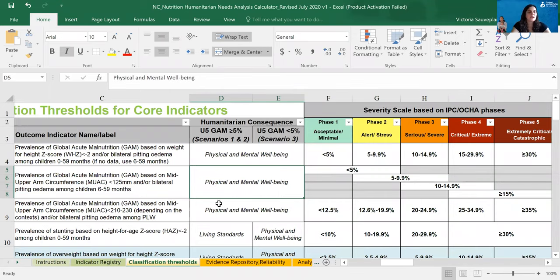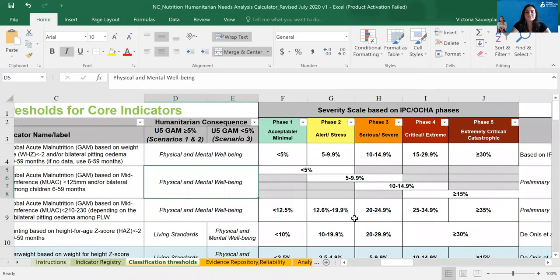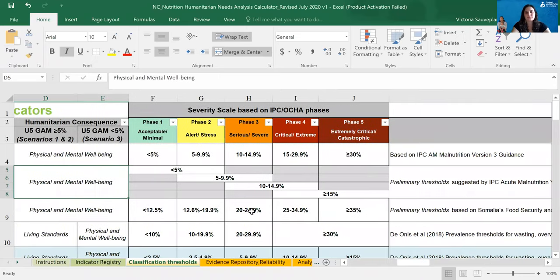And then we have some thresholds here. This is for GAM based on pregnant and lactating women, which are preliminary in nature. Preliminary is that right now at global level, there's no threshold, so we're putting forward some thresholds to test out. Once again, it's for piloting, so we'll see how this works.